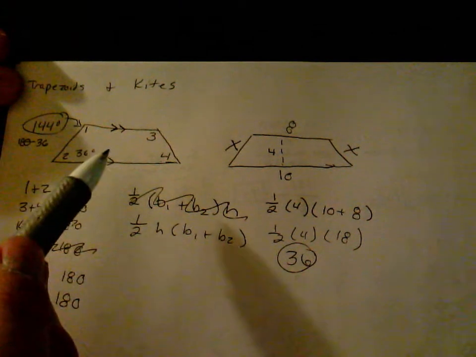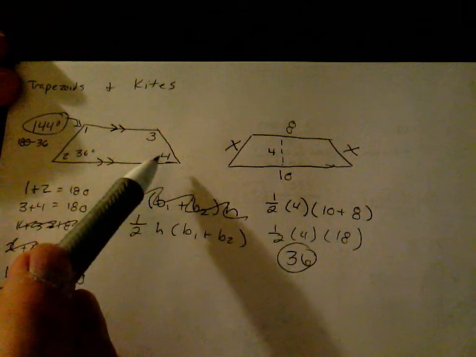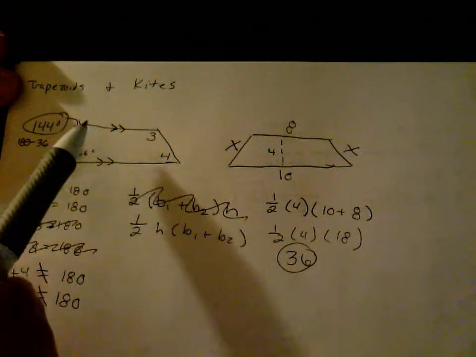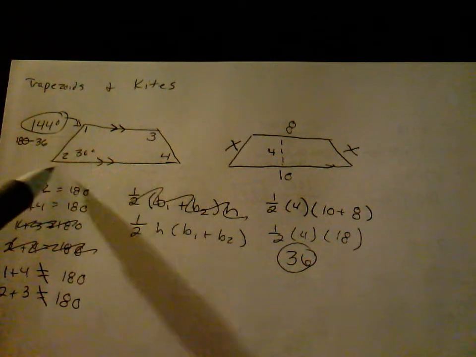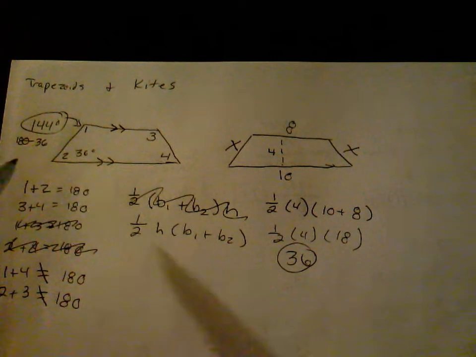Now, for the most part, 2 and 4 do not add up to 180. 1 and 3 do not add up to 180. Only 3 and 4 and 1 and 2 add up to 180. There are special trapezoids in which they do add up to 180, but this is not the case.